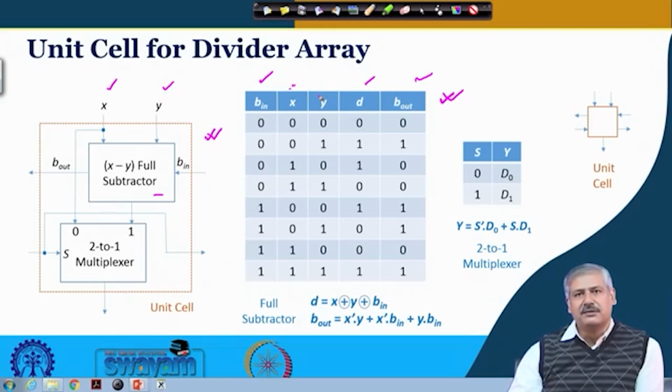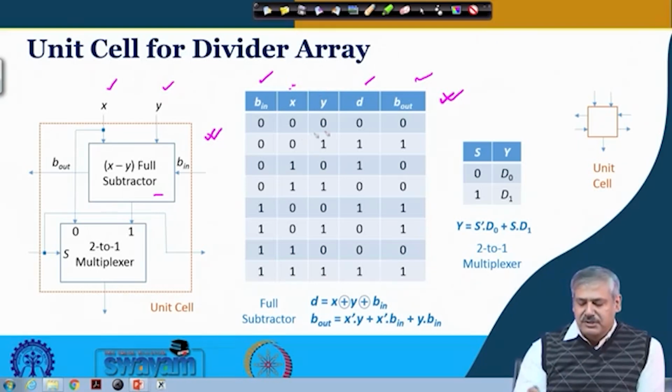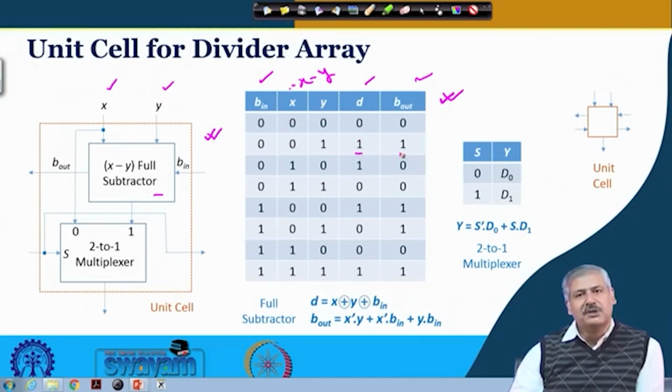So 0 0, this is 0. 0 1, x minus y you are talking about, so difference is 1 and borrow is 1. 1 0, this is 1, no borrow is required. 1 1, this is 0 0. But there is a borrow from the previous stage, borrow in, so basically it is 0 minus 1 in that particular case. So this is 1 1.